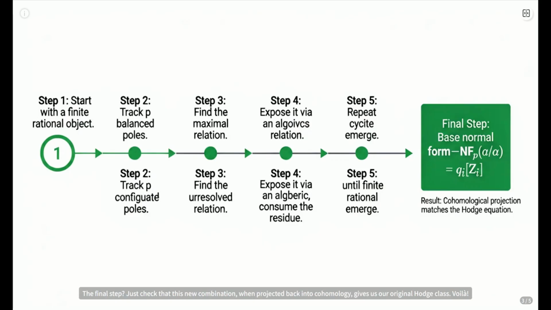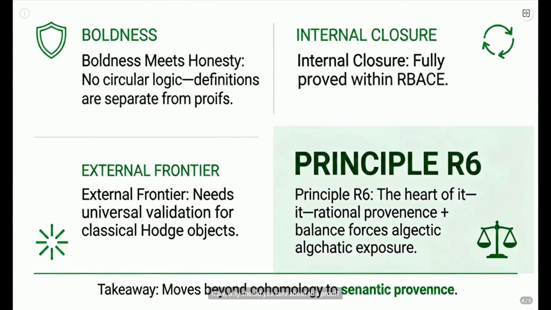The final step, just check that this new combination, when projected back into cohomology, gives us our original Hodge class. Voila! The classical equation holds. It's not searching for cycles, it's systematically exposing them based on inherent properties. Now, why should you care about this proof? Because it's different. It's bold, sure, but it's also honest.